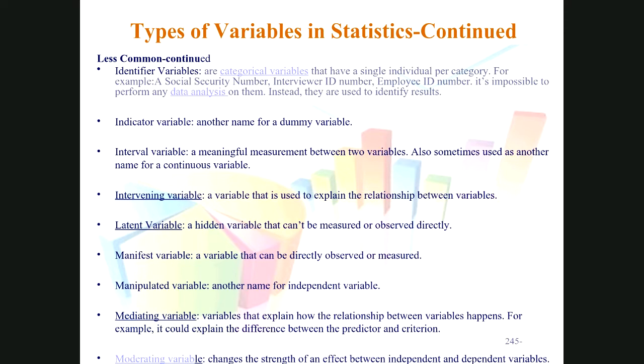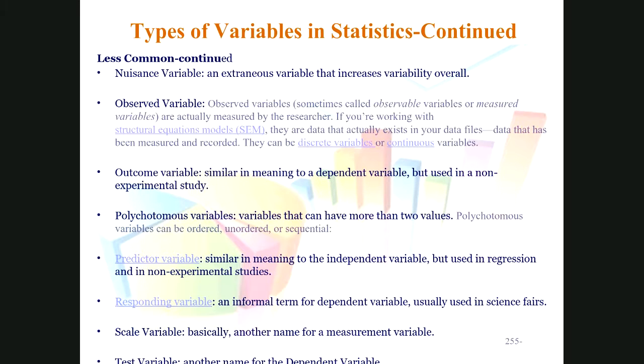And let's see, okay. Just one more, I just want to go back. A nuisance variable is an extraneous variable that increases variability overall. An observed variable, sometimes called observable variables or measured variables, are actually measured by the researcher. If you're working with a structural equation model, they are data that actually exist in your data files, data that has been measured and recorded. They can be discrete or they can be continuous. Discrete, remember, it's not on a continuous scale, and a continuous scale is like the temperature outside. It can go up, it can go down.